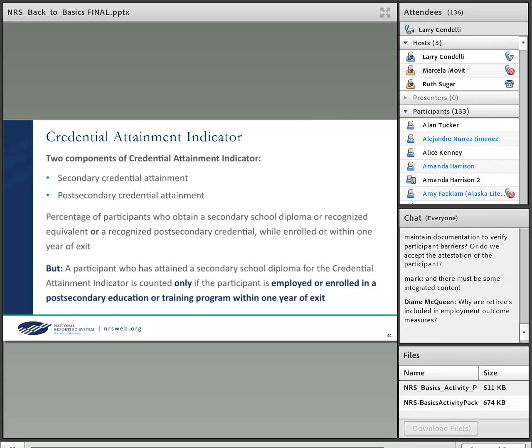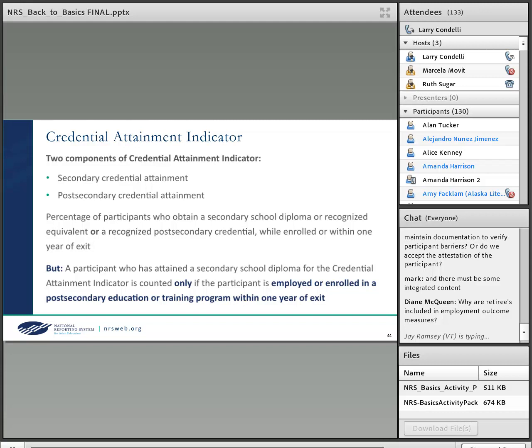Okay, then we have an indicator that's a little complicated, and this is the credential attainment. It's complicated for 2 reasons. First of all, it includes 2 credentials, both secondary and post-secondary, and they are different participants that you would put in that group. And also there's another requirement that participants getting the secondary credential have to have some employment or entry into post-secondary education. So it includes both indicators. If a student gets either one of these, you can count that, and you count it only once. So if they happen to get both, you only count it once, either while they're enrolled or within a year of exit, and you report it after exit.